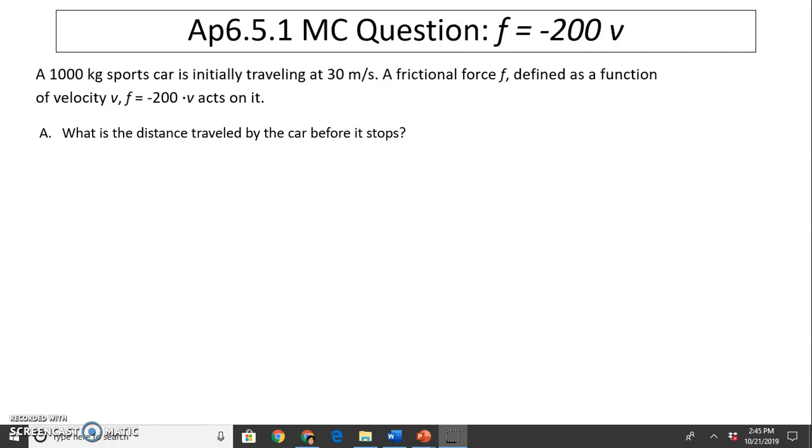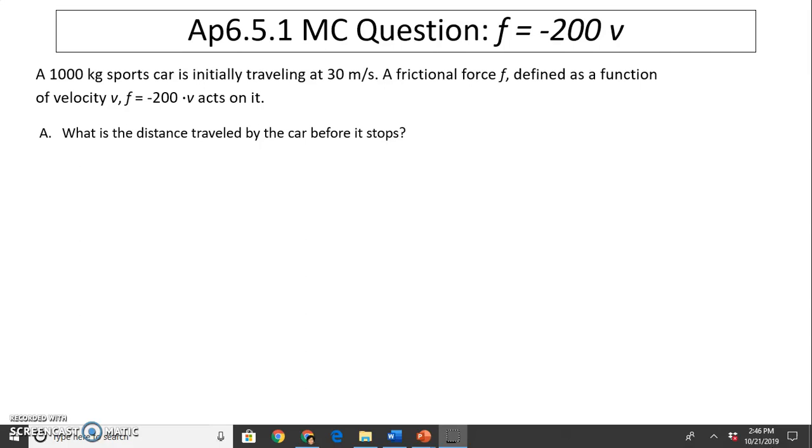Here is an example. A 1,000 kilogram sports car is initially traveling at 30 meters per second. A frictional force F, defined as a function of velocity V, as F equals negative 200 V, acts on the sports car. The question is, what is the distance traveled by the car before it stops?